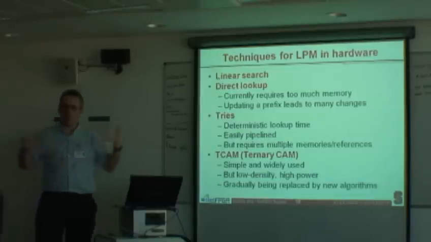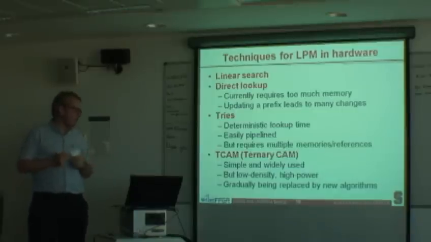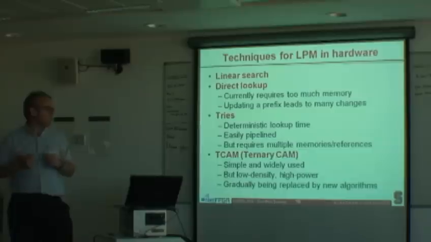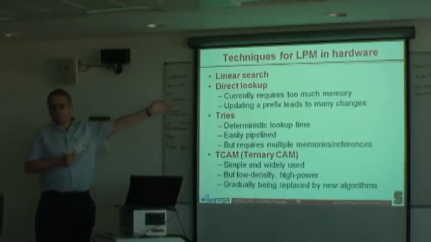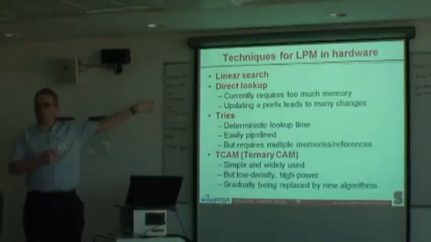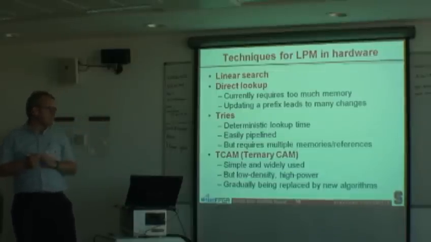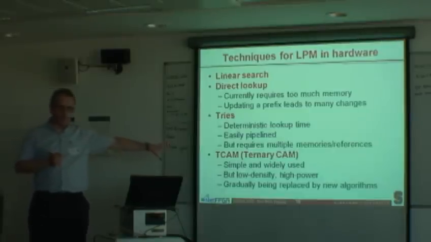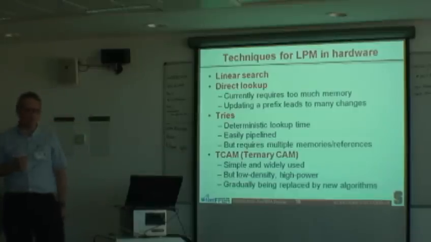Direct lookup might be where you actually contain the entire memory map block. Problem is, it's quite exhaustive of memory, especially when you have a full table. And in fact, the worst representation of this would have 2^32 entries, which is just impractical. Various forms of trees, there's also been some bloom filter work in there. And one of the most common methods that's currently out there is the use of TCAMs in some form.